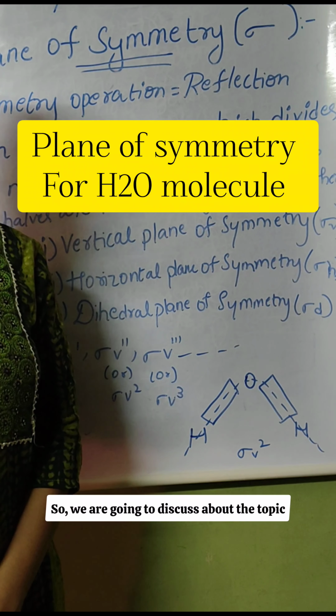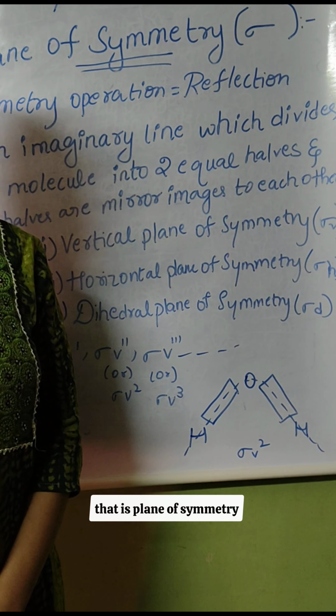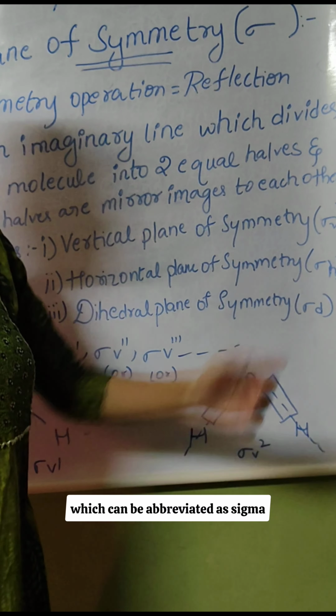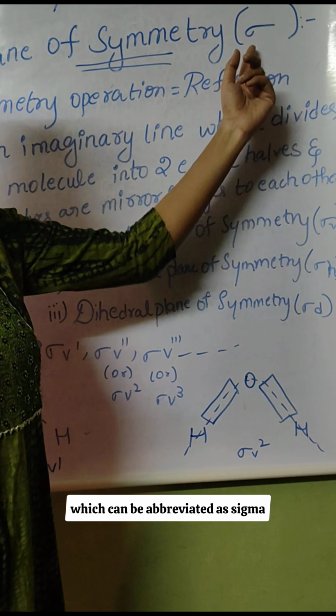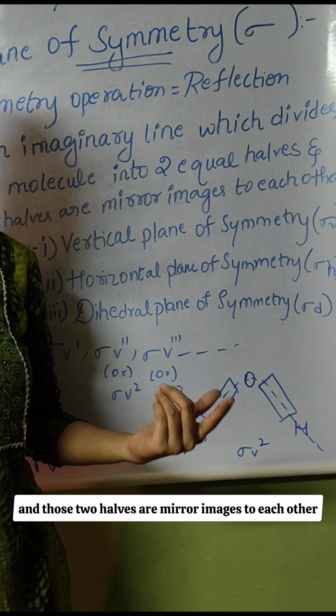So we are going to discuss the topic symmetry element number 3, that is plane of symmetry, which can be abbreviated as sigma. Here we are doing the symmetry operation, that is reflection. We pass an imaginary line through the molecule which divides the molecule into two equal halves, and those two halves are mirror images of each other.